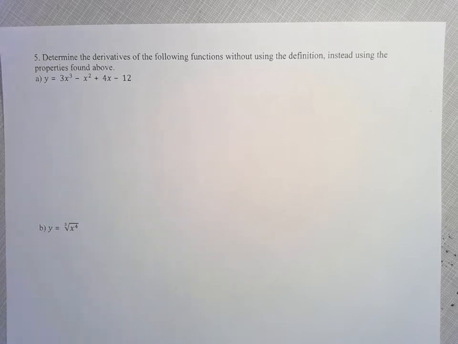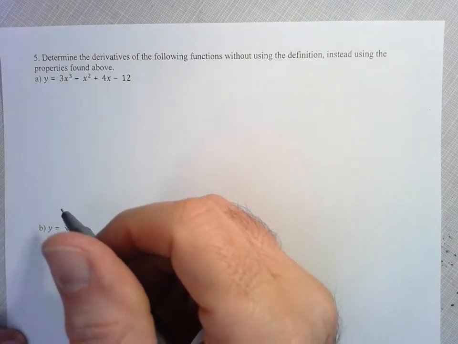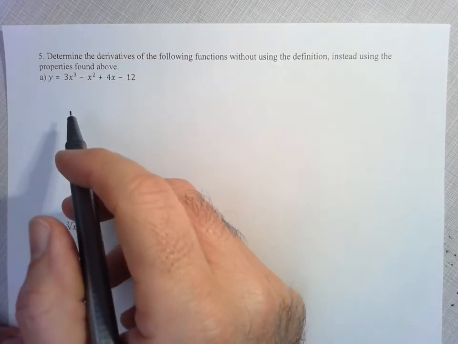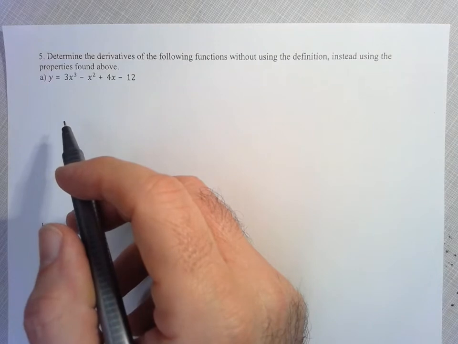Hi folks, we're going to take a look at the solutions number 5 from the Unit 1 Lesson 8 sheet. So here we've got the derivatives of some functions, and we're going to try to determine them for the first time without using the limit definition. We're going to do that by using our derivative properties that we found today.